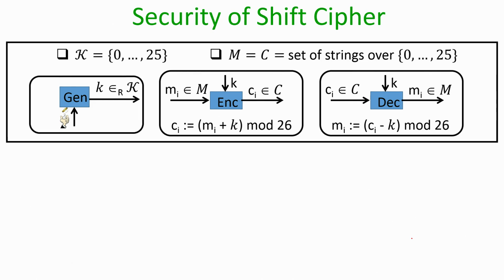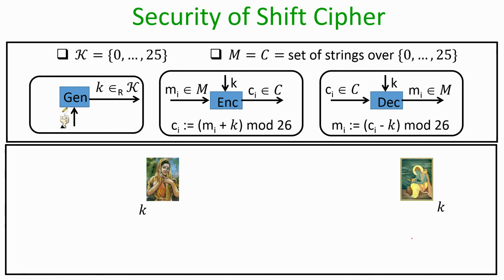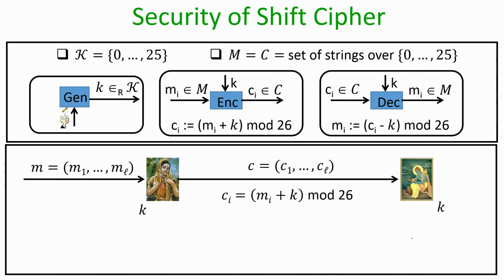So, now let us try to analyze the security of the shift cipher, and we will do the analysis in the simplest possible attack model, namely the ciphertext only attack model, where the scenario is the following. We assume that we have a sender and a receiver, and the sender has encrypted an English text consisting of L characters, where each of the characters belongs to the set 0 to 25, and there is a random value of shift which has already been agreed upon between the sender and the receiver.